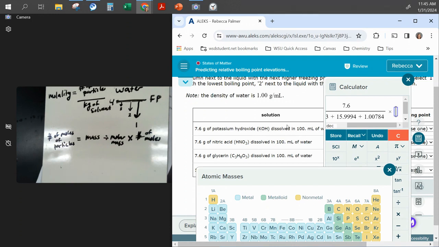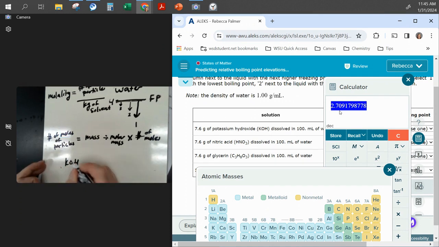Yep. So usually the covalent part stays together. So this is 2 times 2. Then divide by 0.1 because that's how many kilograms of solvent we have. Oh, that one's really big. So KOH is 2.7.